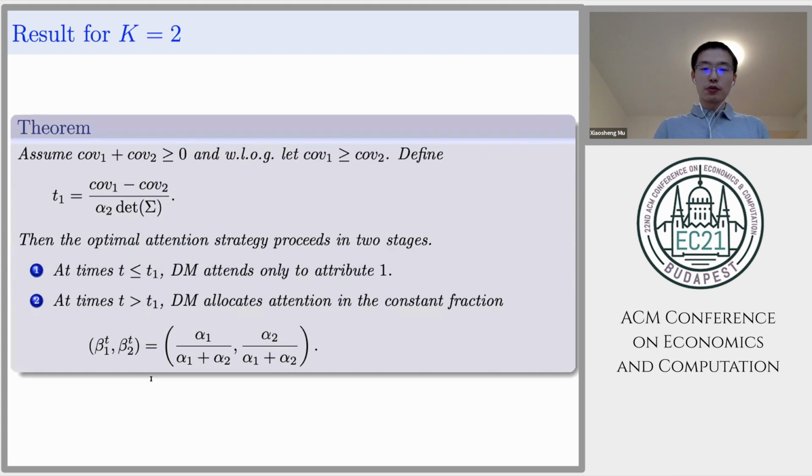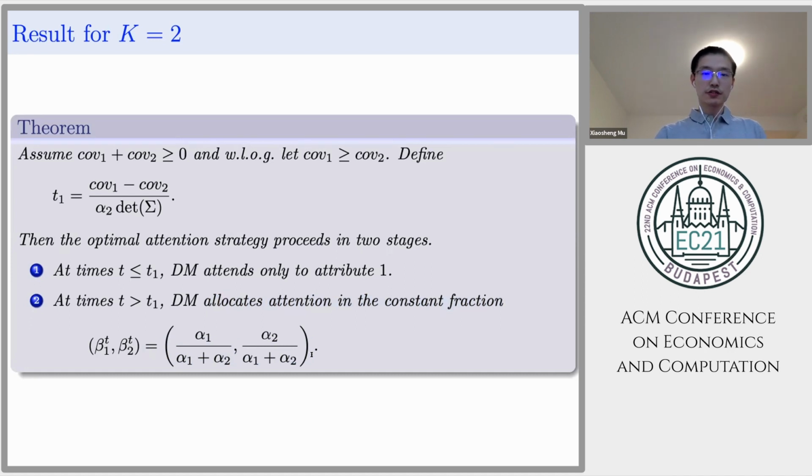Under this assumption, what we can show is that the optimal attention strategy will proceed in two stages. Up to a certain time t1, the decision maker will focus exclusively on one of the attributes. Here it's the first attribute because I've made an assumption that the prior covariance, covariance 1, is bigger than covariance 2. After this time t1, however, the decision maker will switch to dividing attention between the two attributes using a constant fraction over time. And notice that this constant fraction is proportional to the payoff weights.